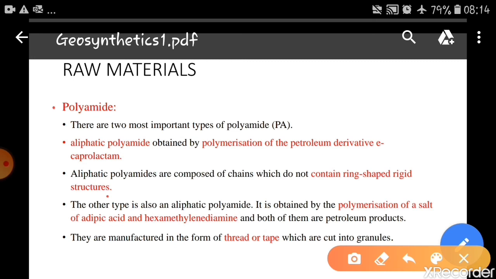The other type is also an aliphatic polyamide. It is obtained by the polymerization of a salt of adipic acid and hexamethylenediamine, and both of them are petroleum products. They are manufactured in the form of thread or tape which are cut into granules. So this is one of the raw materials used to produce geosynthetics, called polyamide.